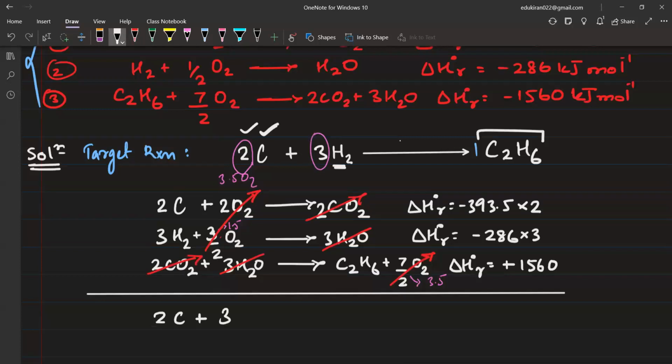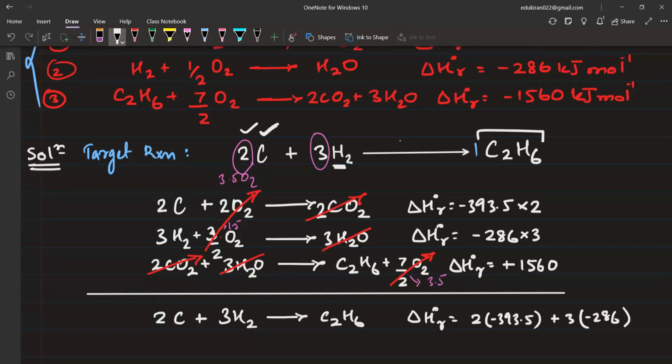आपको मिलेगा 2 carbon plus 3 hydrogen gives you C2H6, and the enthalpy of this reaction will be equal to the sum. So we'll have 2 multiplied by minus 393.5 plus 3 multiplied by minus 286. We'll have plus 1560. Can you calculate this value and tell me? The value will be in kilojoule per mole.